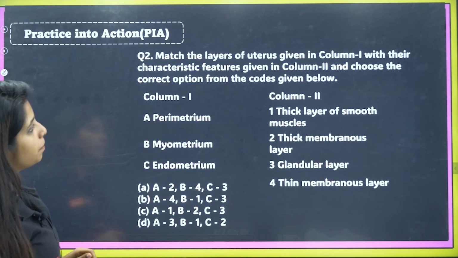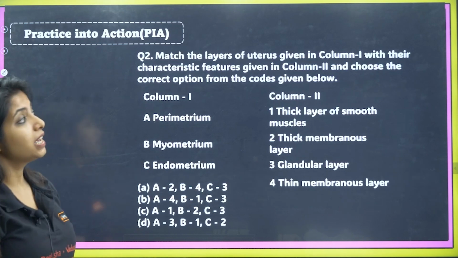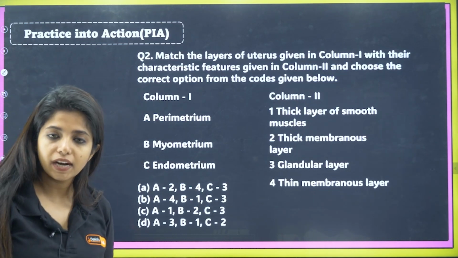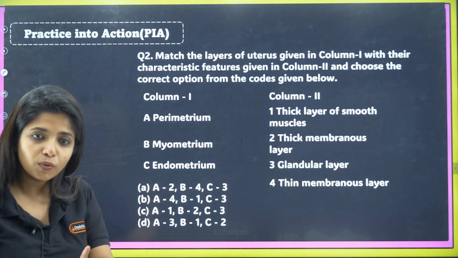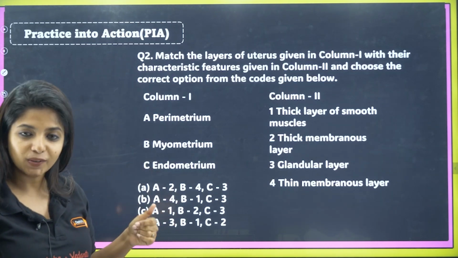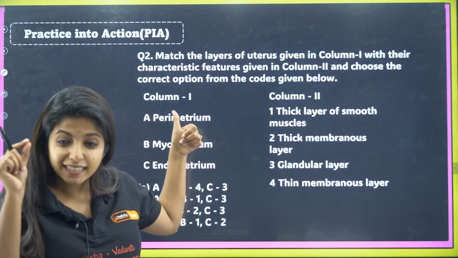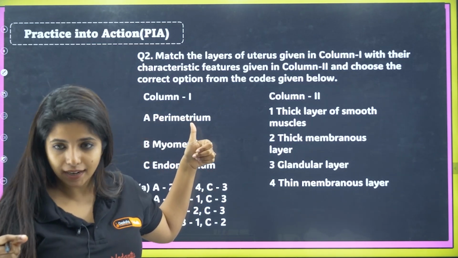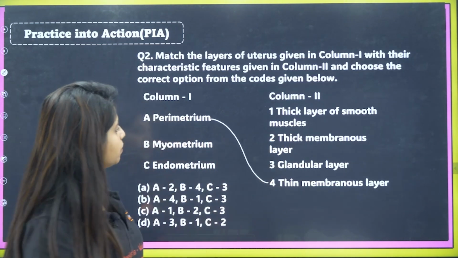The next question, match the layers of uterus given in column 1 with the characteristic feature given in column 2 and choose the correct option from the options. My dear children, I want you to solve it first. So if you know the answer, you can put it down. 2, answer is this, 3, answer is this, and things like that. Okay. So perimetrium is what? The thin outer layer, right? So thick membranous layer, thin membranous layer. I'll go with thin one.